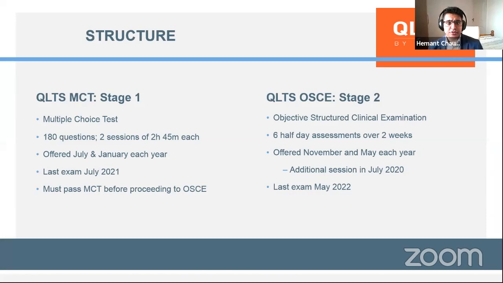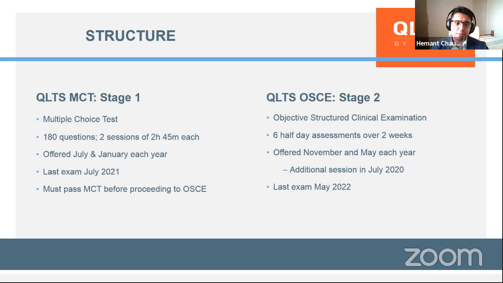Now, the structure of the QLTS, as I said, is the first stage is a multiple choice test. Second stage is the OSCE. First stage is 180 multiple choice questions of English law. It's offered twice a year in July and January. And you must pass the MCT before proceeding to the OSCE, which is the second stage. Now, the last MCT sitting of the QLTS is July 2021.